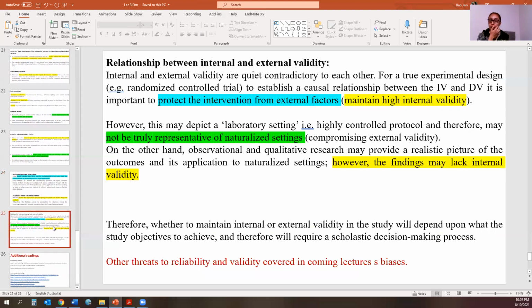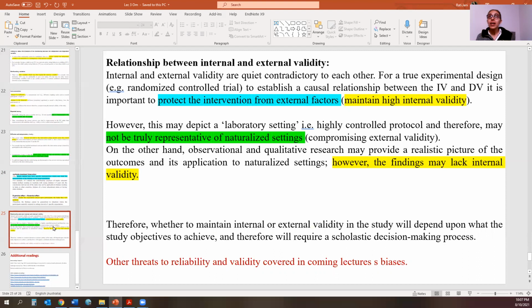Then, guys, this is just to summarize the concept that the relationship between internal and external validity is quite challenging. Depending upon your research question, hypothesis, and study design, the relationship between internal and external validity can become quite challenging.